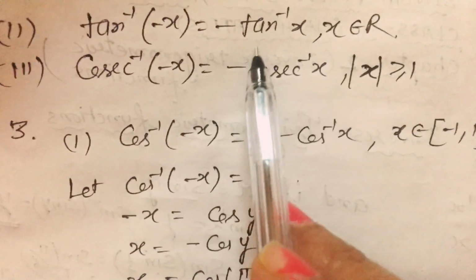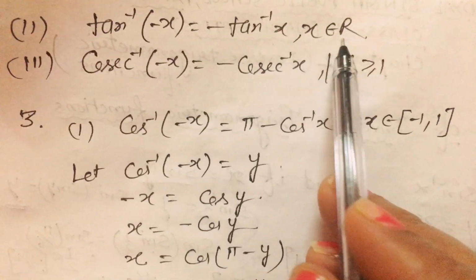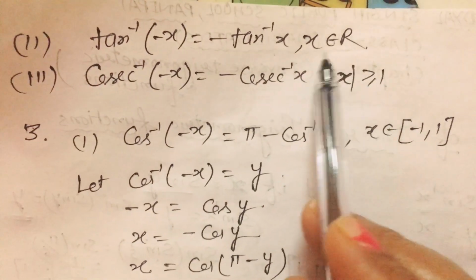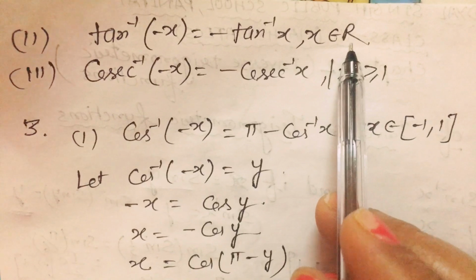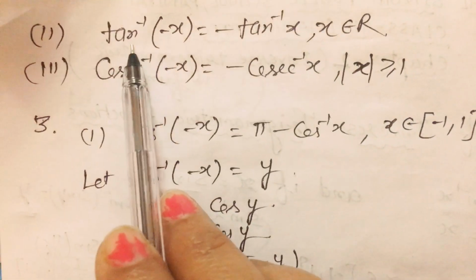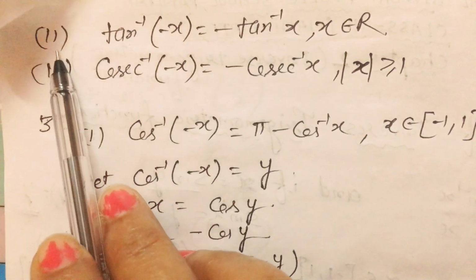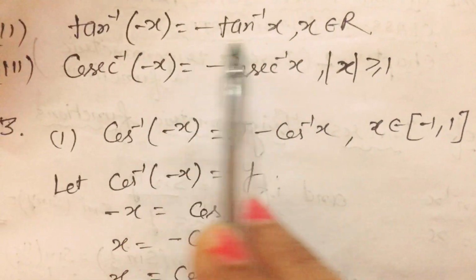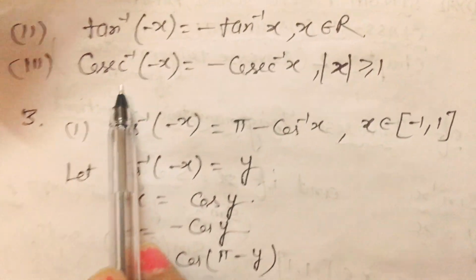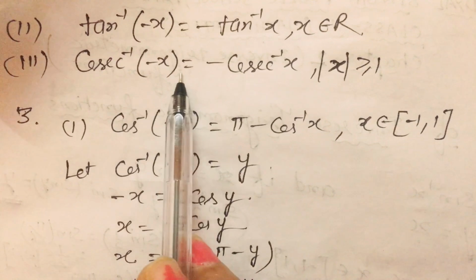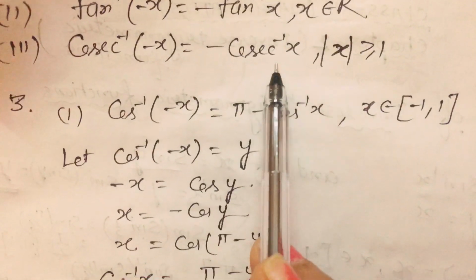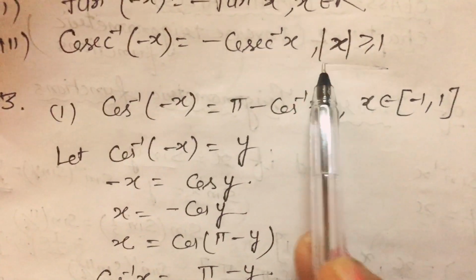Now come to the next. The second property is the same: tangent inverse minus x is equal to minus tangent inverse x. Here x belongs to all real numbers. Tangent inverse domain, we know, is all real numbers. So we can prove it the same way. Just as we proved the first, we can prove the second in the same way. The third is also the same: cosecant inverse minus x, we can write as minus cosecant inverse x in its domain.